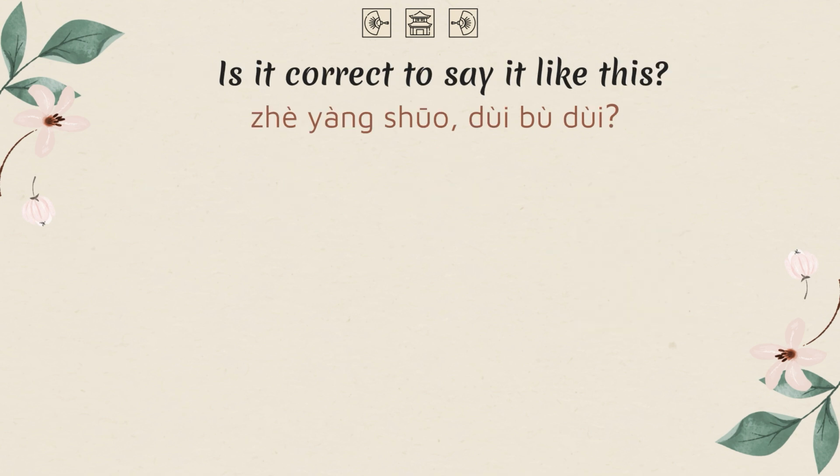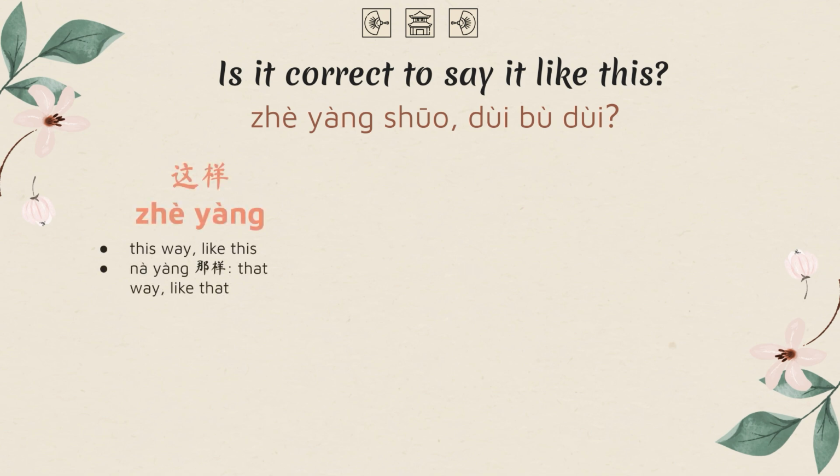When you're learning a language, it's so helpful to come up with your own sentences. And sometimes you want to double check to see if what you come up with is correct. So this is a way to verify it. 这样说对不对？这样 means this way or like this. Remember 这 means this. So in order to say that way or like that, it's 那样。说 again means to speak or to say. So 这样说 literally this way say, but it means to say it like this.